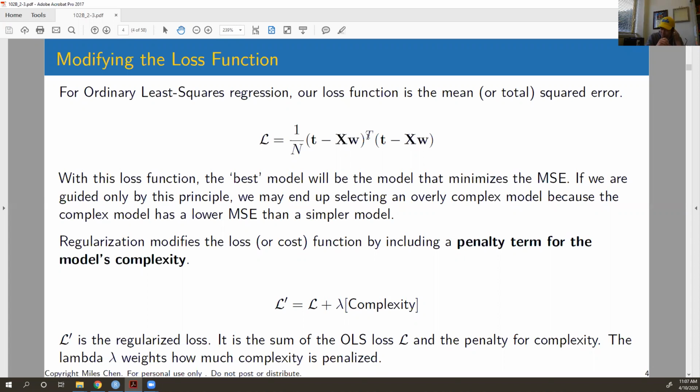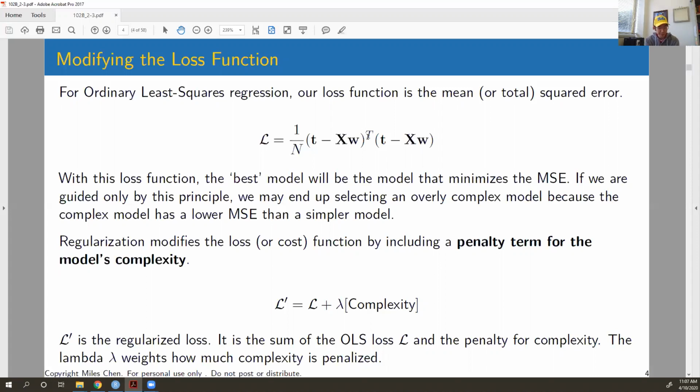an overly complex model, because in general, as you make your model more complicated, your mean squared error is going to go down, right? So if we're using only the training data, the 17th order polynomial will have a lower mean squared error than the third order polynomial. So we would say, oh, the 17th order polynomial is better because the mean squared error is lower, right? And we go, okay, well, that's obviously not the case, all right?